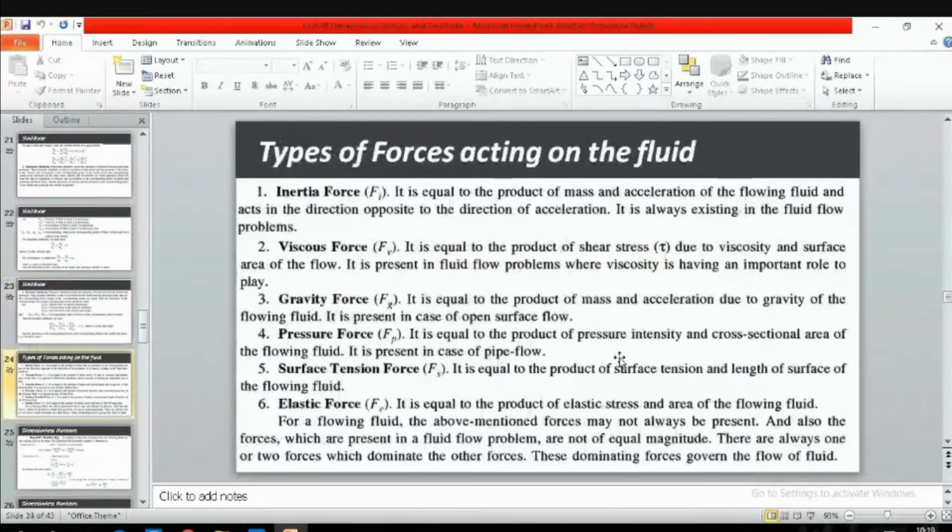After that, we had seen the different types of forces which are acting on any fluid flow or any body. The six types of forces acting on the fluid or acted by the fluid on any body are inertia forces, viscous forces, gravity force, pressure force, surface tension force, and elastic force. I had told you to remember this sequence. If you remember this sequence, you can remember the definitions.